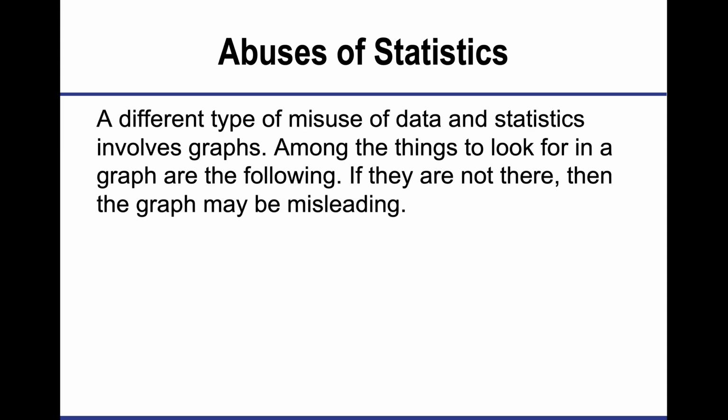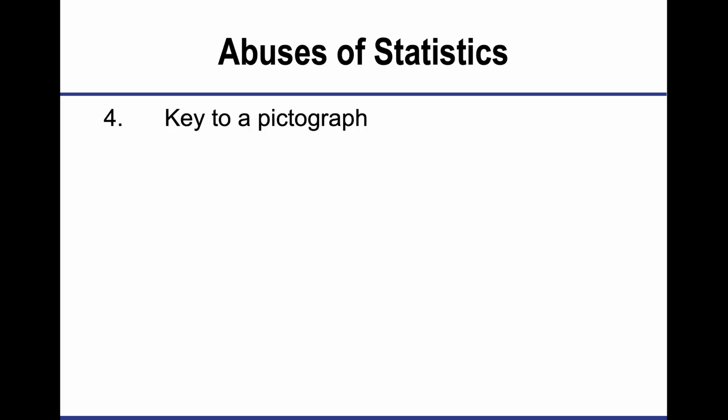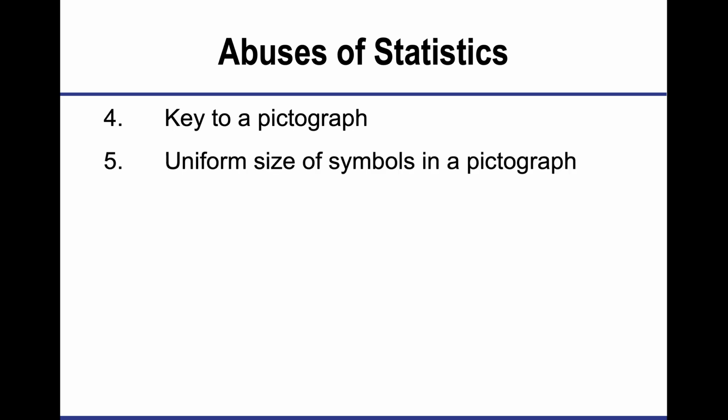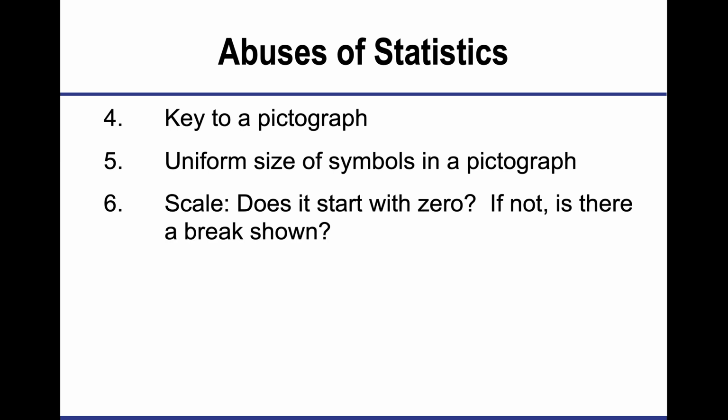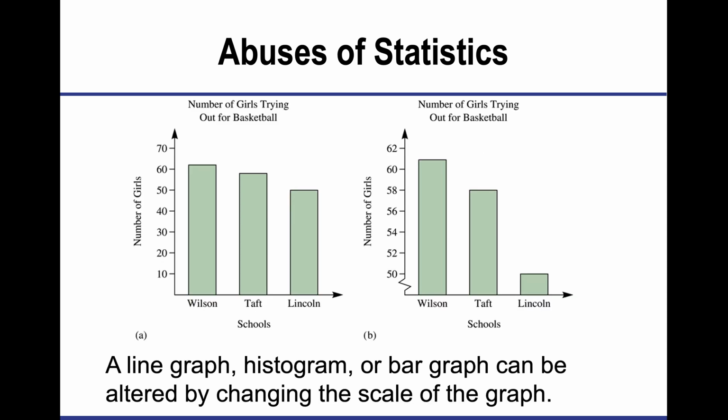A different type of misuse would involve graphs. Sometimes I can choose ways to represent data in numbers in ways that are misleading. If a graph doesn't have a good title, it's a problem. If the labels are not clear, it's a problem. If I don't know the source of the data, that's a problem. I need a key if I have a pictograph. I also need uniform size of symbols. It has to be the same symbol all throughout the representation. Well, I also need the scale. Does it start at 0? Does it start at a negative value? That needs to be clear. Are the numbers evenly spaced? So am I going every 5 or every 10, or does it suddenly change from 5 to 10?